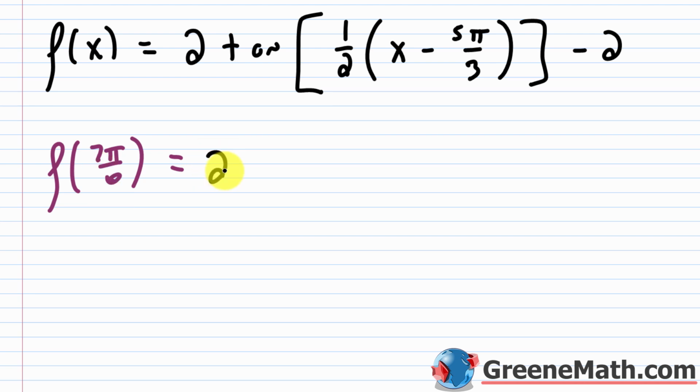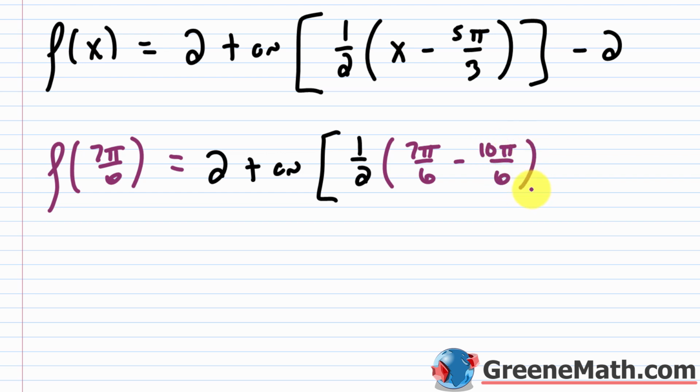So this is 2 times the tangent of, we're going to plug in, so we have 1/2 times, for x, we want to put 7 pi over 6, and then minus 5 pi over 3. You could write that as 10 pi over 6. So you have a common denominator, close that down, and then let's close this down, and then minus 2. Okay, so let's go in order.